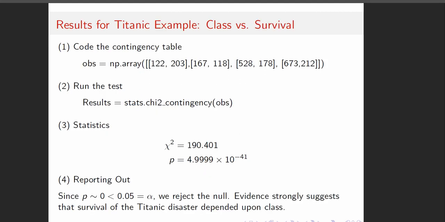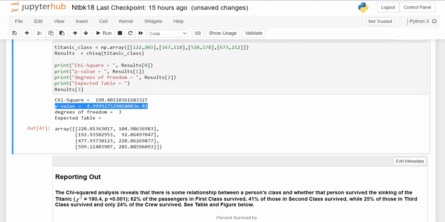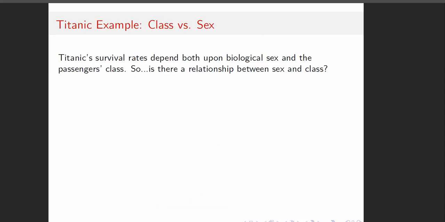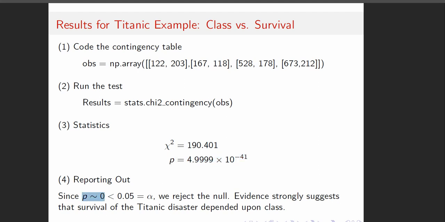So here's our results for the class versus survival. Now again, this wasn't observed this time. It was actually Titanic underscore class, but we have to create this observed table, run the chi-square underscore contingency on that observed table, and the p-value is really, really small. Yeah, times 10 to the negative 41st. Okay. And so the p-value is essentially 0. That's much, much less than alpha, so we reject the null. And evidence strongly suggests that survival of the Titanic disaster depended on class.